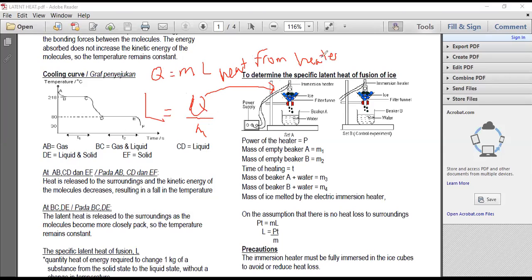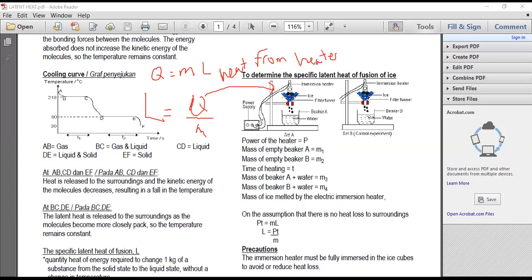Okay, and then M will be the mass of melted ice. So you have an apparatus: a filter funnel filled with ice, a beaker, and an immersion heater connected to the power supply.